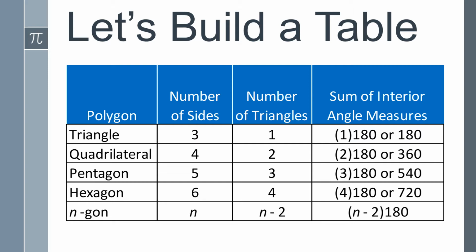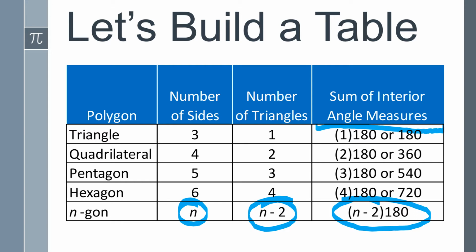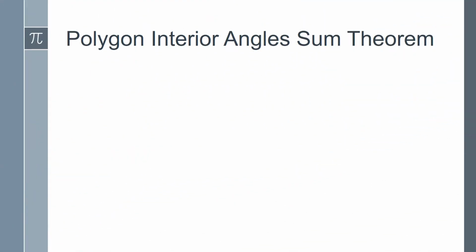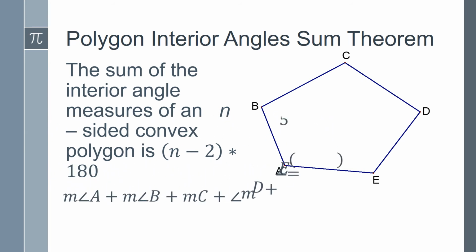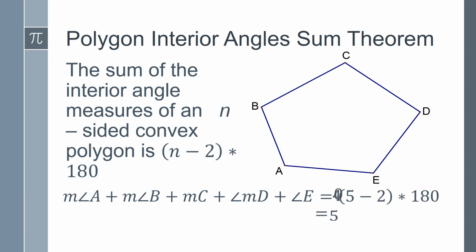So here is a formula that we can use to figure out the sum of the interior angle measures of a polygon. The sum of the interior angle measurements of an n-sided convex polygon is n minus 2, or the number of sides minus 2, times 180. So to figure out the measure of angle A plus the measure of angle B plus the measure of angle C plus the measure of angle D plus the measure of angle E, you take 5 minus 2 times 180 and get 540.